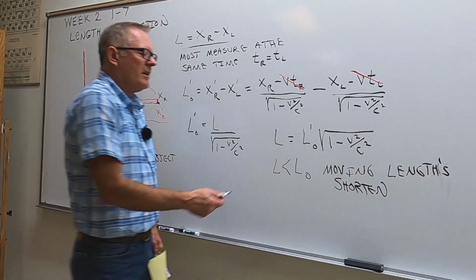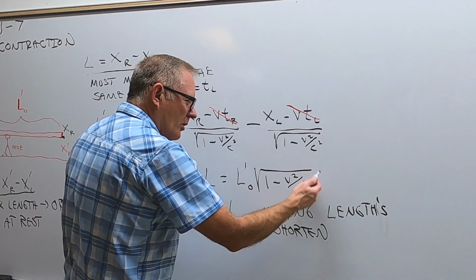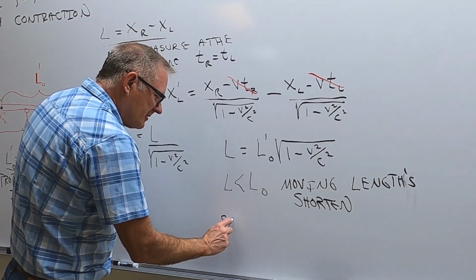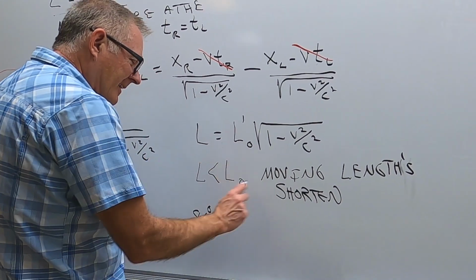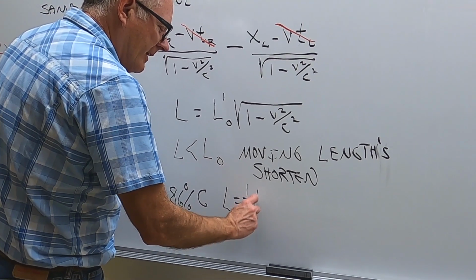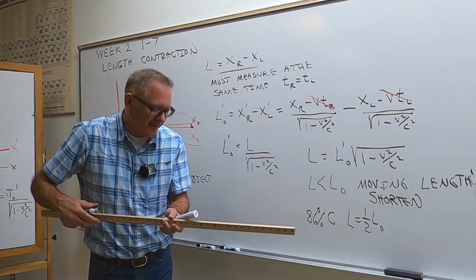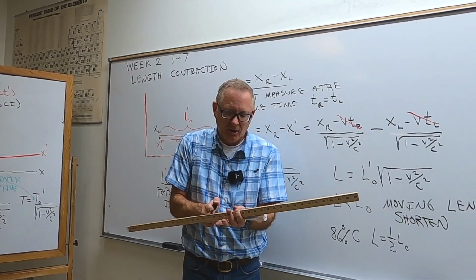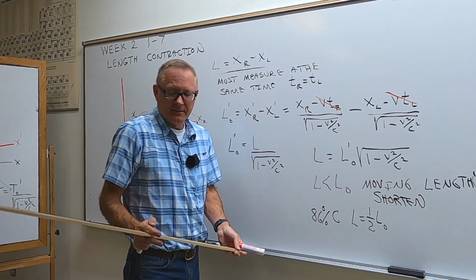And we know that if you go at 86% the speed of light, instead of this being 2, it's the reciprocal, so it's a half. So at 86% the speed of light, the length of this stick, this L, would just be 1/2 L naught. So if I ran by here at 86% the speed of light, carrying this stick, you would only see it that long, 1/2 meter right there.